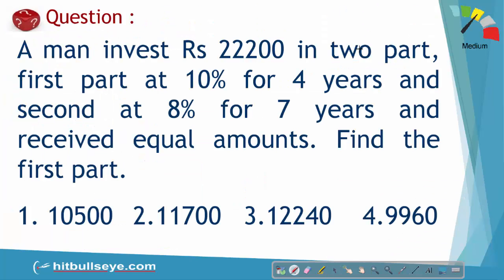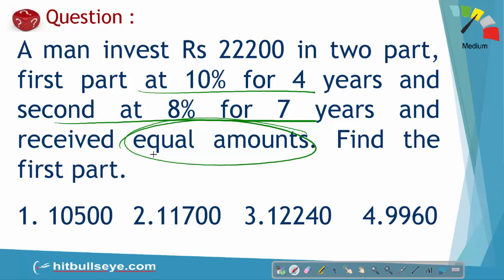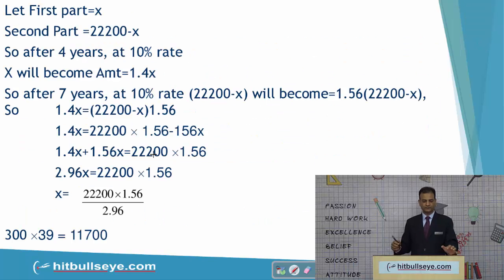A man invests rupees 22,200 in two parts. The first part at 10% for 4 years and the second part at 8% for 7 years, and he received equal amounts. Amounts received are equal. What is the amount, friends? Principal plus interest. Suppose one part is X. Now we will see the solution. After that I will tell you. This is in a detailed solution, friends.